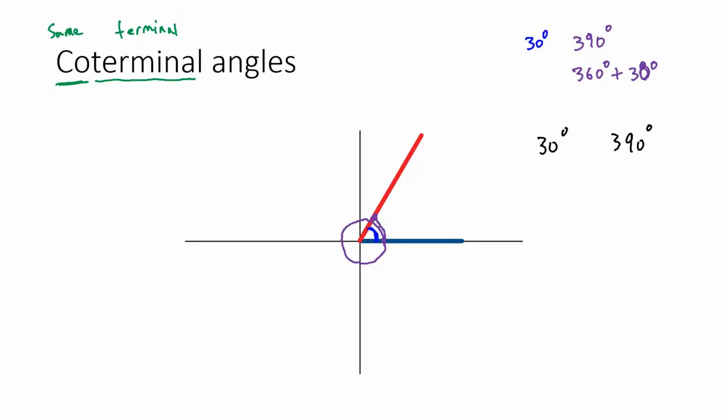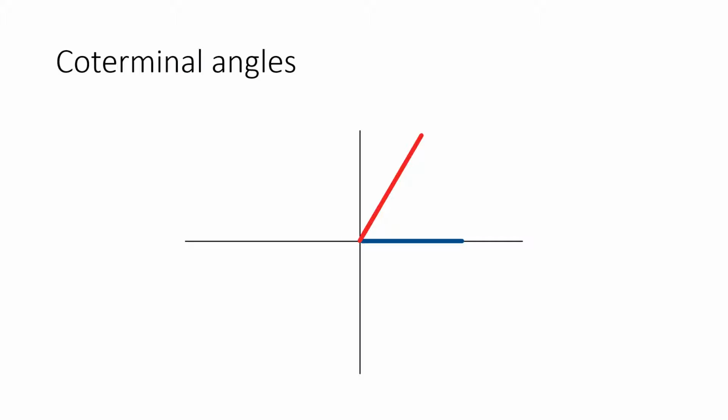It works also if I go the other direction. If I count counterclockwise, I'm creating positive angles. So clearly, positive 30 is coterminal with, or has the same terminal side as, 390 degrees. They end in exactly the same place. But what if I wanted to think about some negative angles? Suppose that I wanted negative 330 degrees. For negative 330, I'd have to go clockwise to make a negative angle.